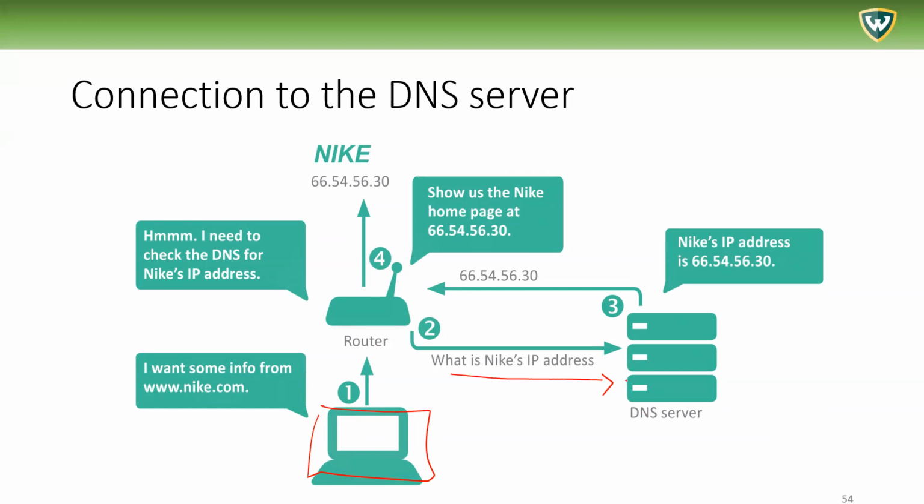system server first, check to see the IP address of Nike.com, sends that information back to your router, and then your router actually connects to the page via the IP address, because it ultimately needs the IP address to go there. And then the web page itself is returned back to your computer. And that happens, of course, in a split second.